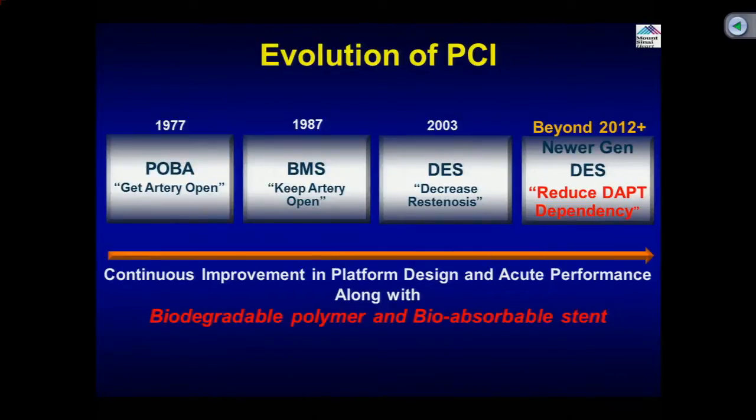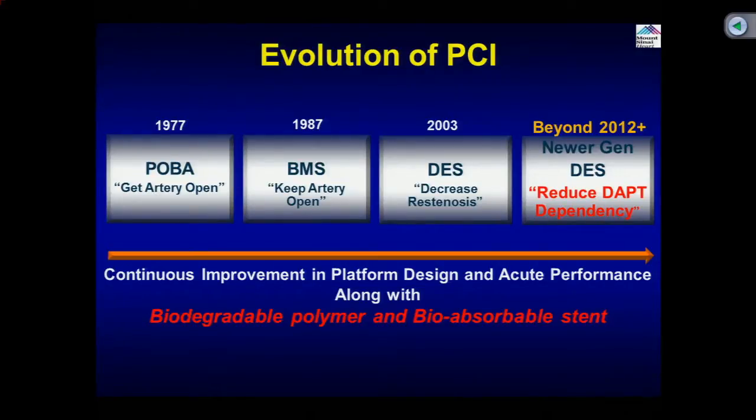Now, as you mentioned the year end, where we are is put in this slide: the evolution of PCI. We started with POBA in 1977, then brought bare metal stents in 87-88, then DES in 2003 to decrease restenosis. But in the last few years, we are working with the newer generation DES. One most important goal is to reduce DAPT dependency, because we learned that first generation DES had a higher event rate after discontinuation of DAPT at follow-up, and because they never endothelialized, lifelong therapy was needed.